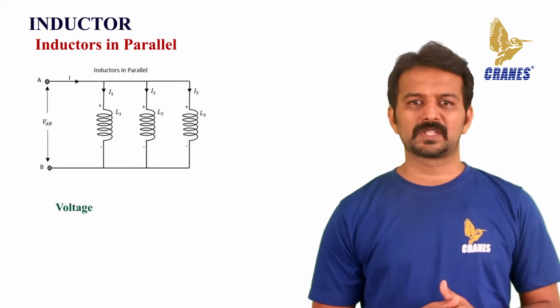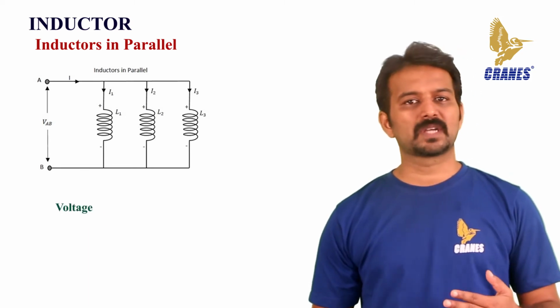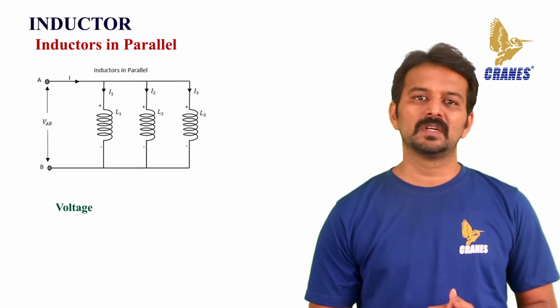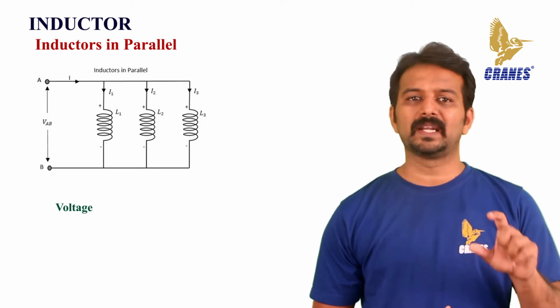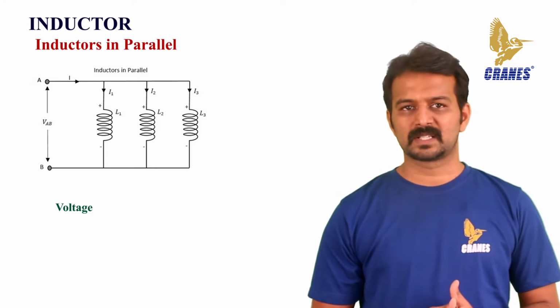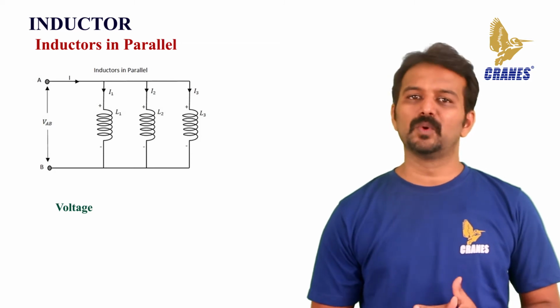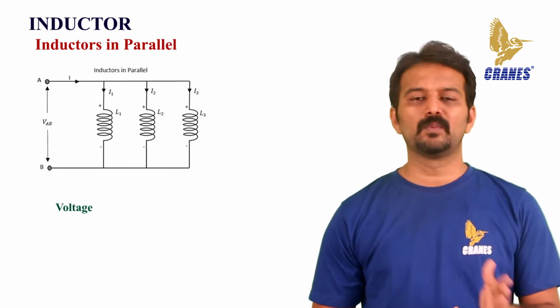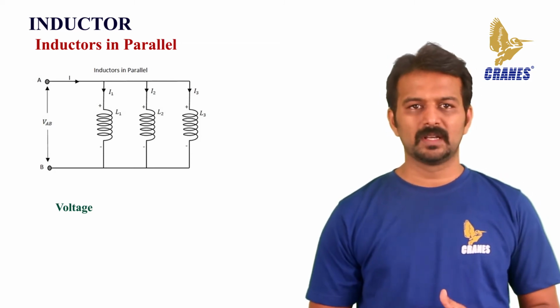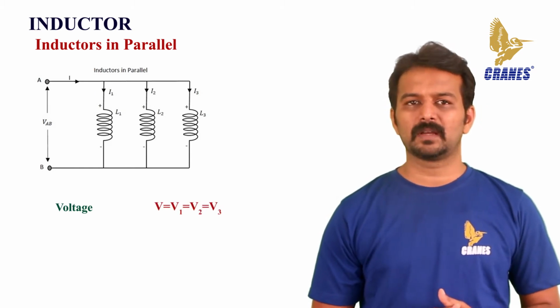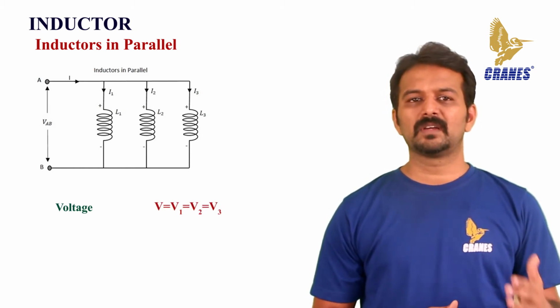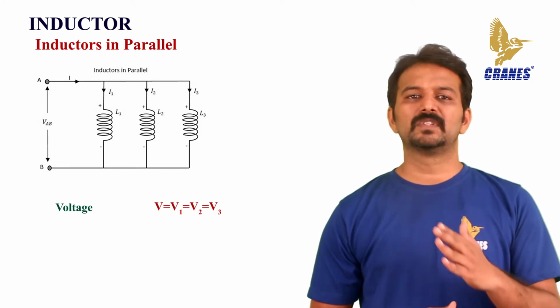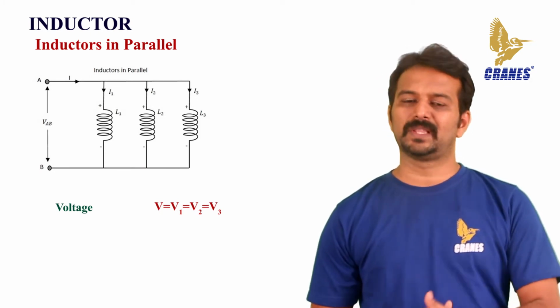Let us look at the voltage. The total voltage that appears across a parallel inductor network is the same as the voltage drops across the individual inductances. If V1, V2 and V3 are the voltages across the inductances L1, L2 and L3 respectively, then the total voltage is given by V1, which is equal to V, which is equal to V2, which is equal to V3.